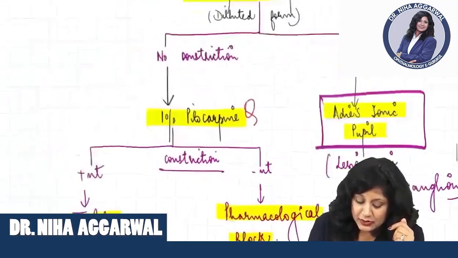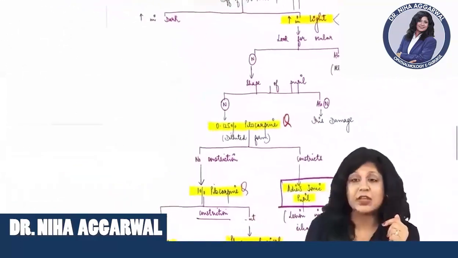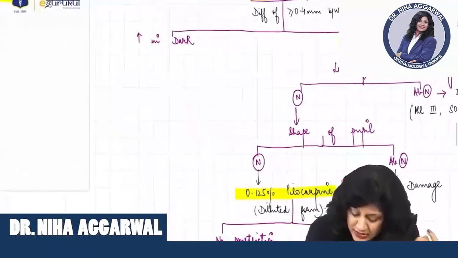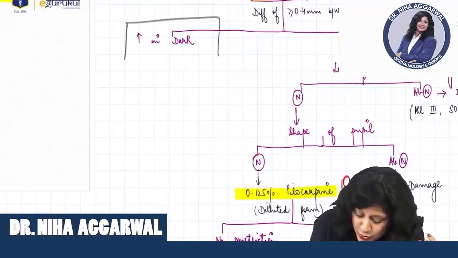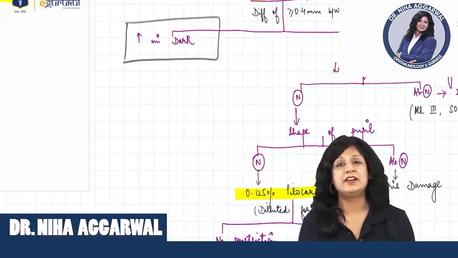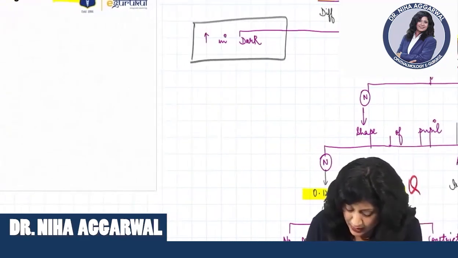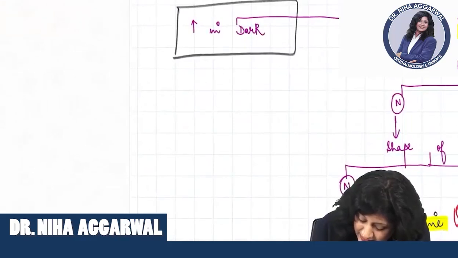Now the second option, if you look here: the second thing was if the anisocoria is increasing in the dark, then what is there? If it is increasing in the dark, this means two things.